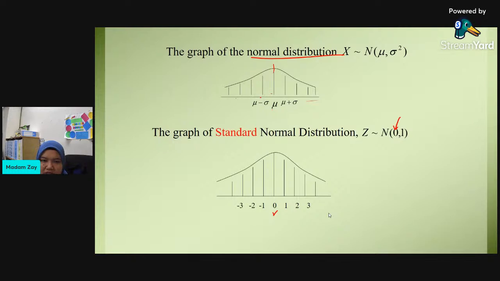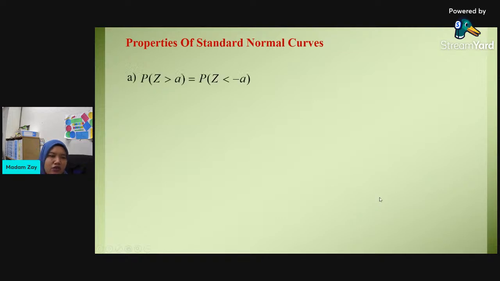Tapi biasanya dalam soalan confirm lah dia bagi normal distribution biasa kan. Macam mana nak selesaikan dia? Okay, so mari kita tengok dulu properties of standard normal curve. Kalau tadi kan kita ada graf. Okay, ini graf kita. Awak abaikanlah saya punya graf tu sengit-sengit sikit kan. Normal lah tu, kita guna biasa je.